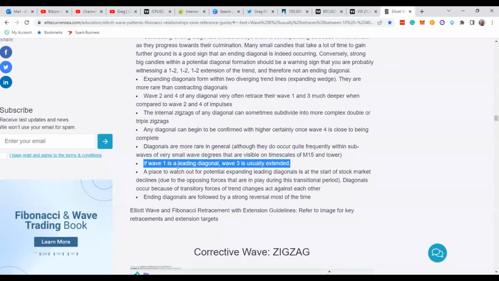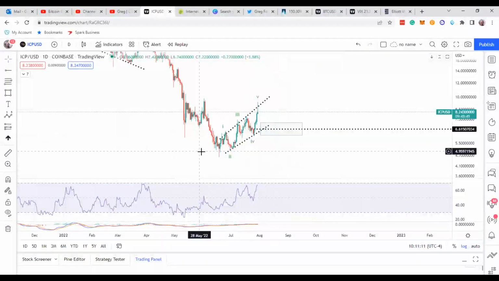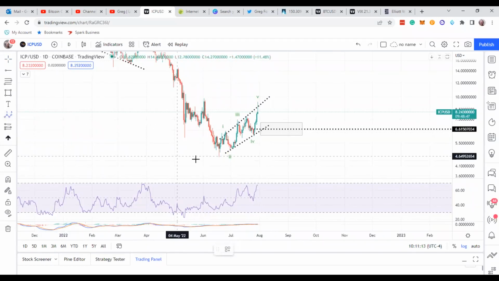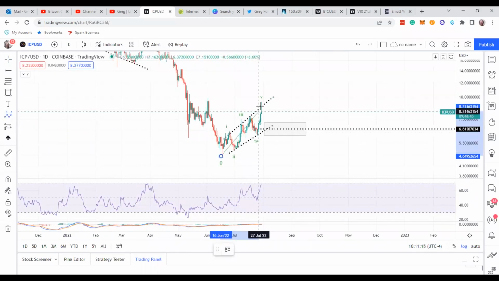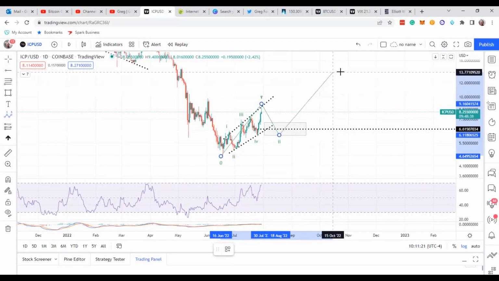So let me show you some evidence. You see right here, I use ElliottCurrency.com as a reference. It's a quick reference for Elliott Waves. If wave 1 is a leading diagonal, wave 3 is usually extended. So it could be happening right here with ICP. Maybe that's ICP's first sequence. Is it done? Don't know yet. As a correction, and then it's going to go into one of these waves like this, all the way back up there.